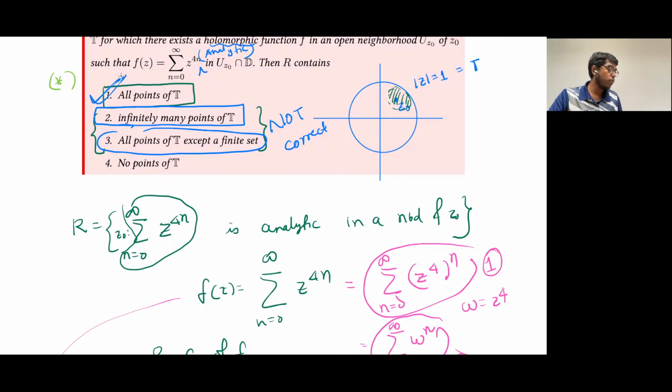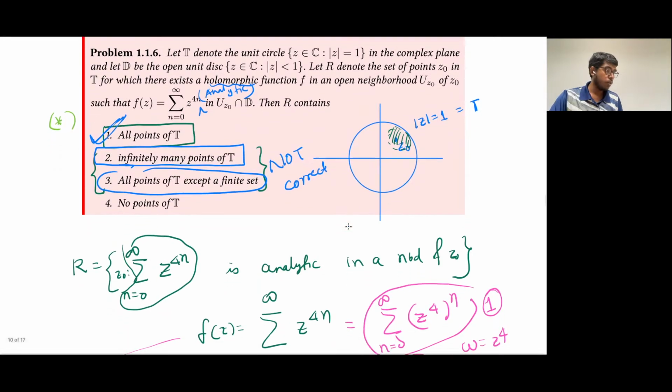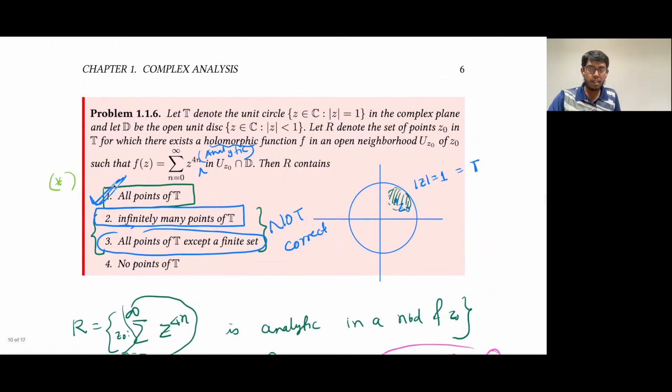So is it clear to everyone? Yeah, Chinu was right. Yeah, Viru, now you are also right. The confusing part is that you have these 4 points, so it was very tempting to say that options 2 and 3 are right, because at these 4 points the function is not analytic. But if you read what the set R is, it says R denotes the set of all points Z naught in T such that there exists a holomorphic function f in a neighborhood U of Z naught such that f(z) is analytic in U of Z naught intersection D. So I guess this is the correct answer.